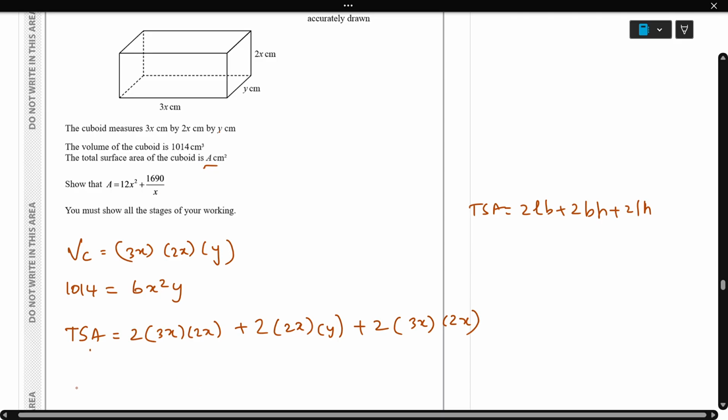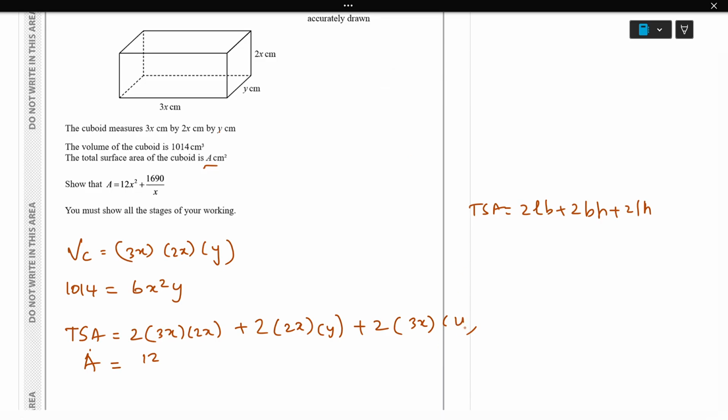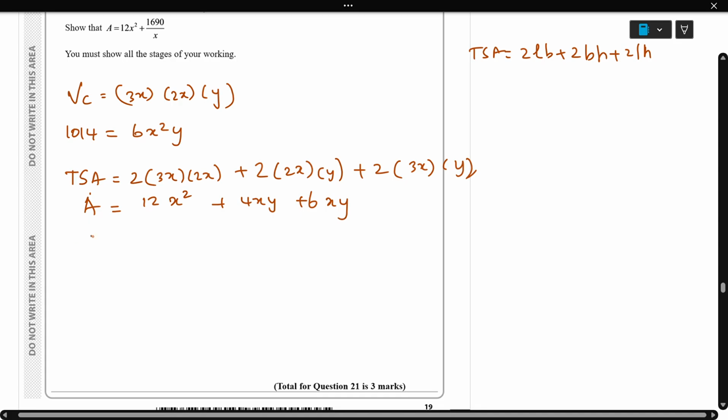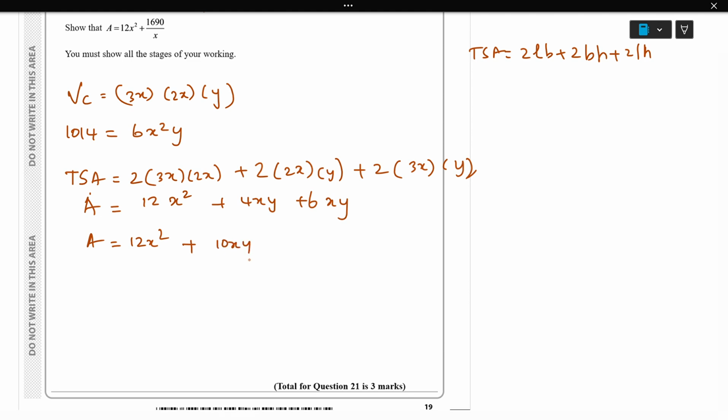Which is equal to the total surface area, what is given, A. So A equals 2 times 3, 6, 6 times 3, 12, sorry, this is 2x. Here is y, by mistake I did it. Here is y. Okay, 12x squared plus 4xy plus 6xy, so A equals 12x squared plus 10xy.